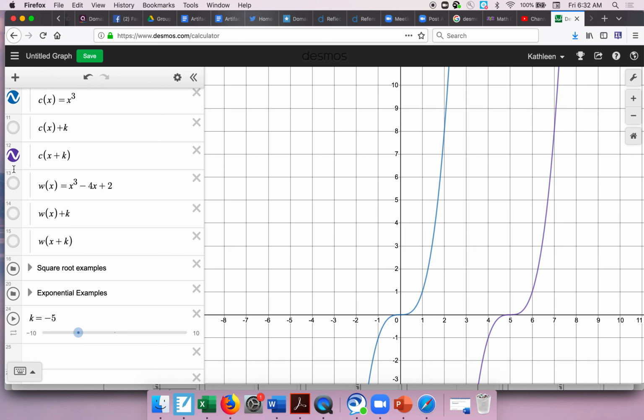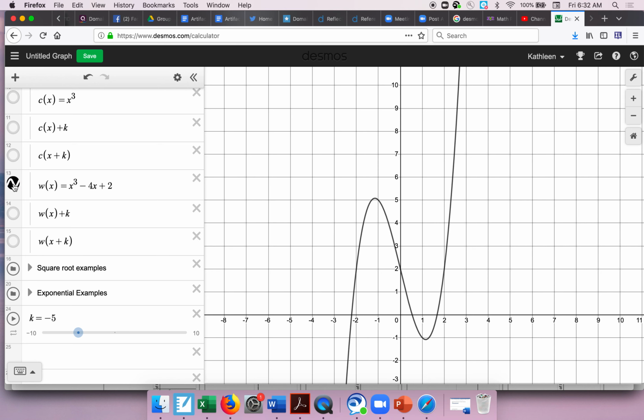All right, but there are other cubic functions. Matter of fact, you're more likely to see a cubic function that looks like this. Okay, so any function can move left or right. It doesn't have to be a parent function, right? X cubed is the parent function. This is just another family member.